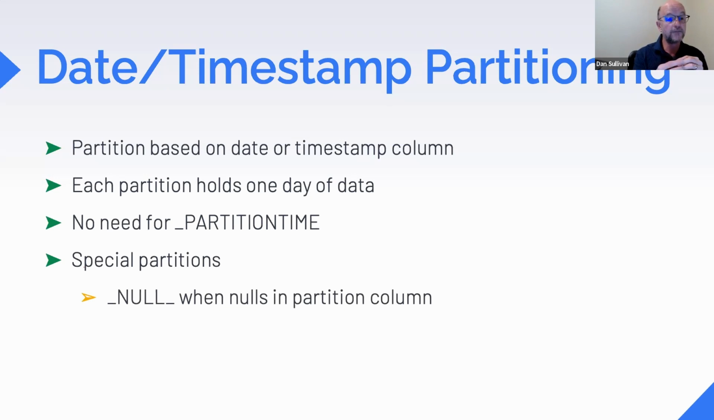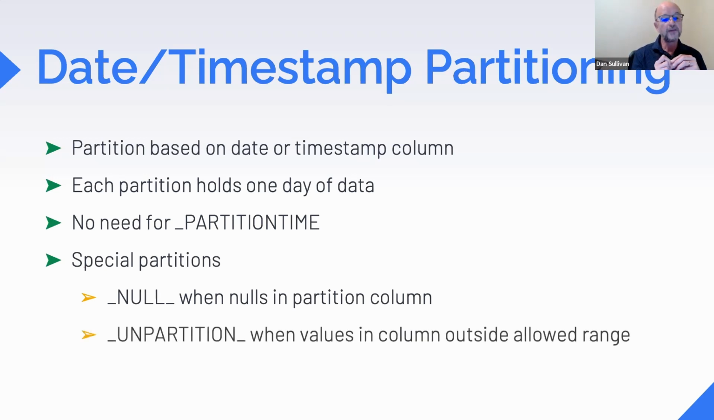There are a couple of special partitions that are created, though, when we use timestamp or date partitioning. There's a __NULL__ partition, which is useful when there's a null in the partition column; the data would be put into the null partition. And then there's also an __UNPARTITIONED__ partition, which is for when the date ranges are outside of whatever range we've defined for the table. So it can go into the unpartitioned partition.